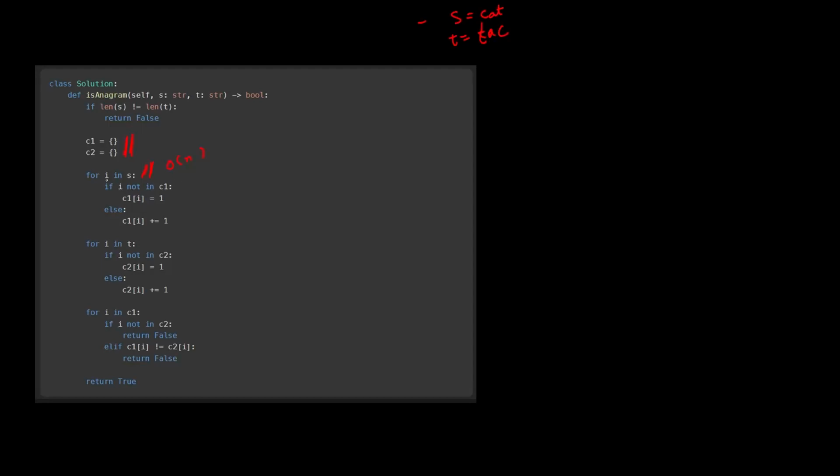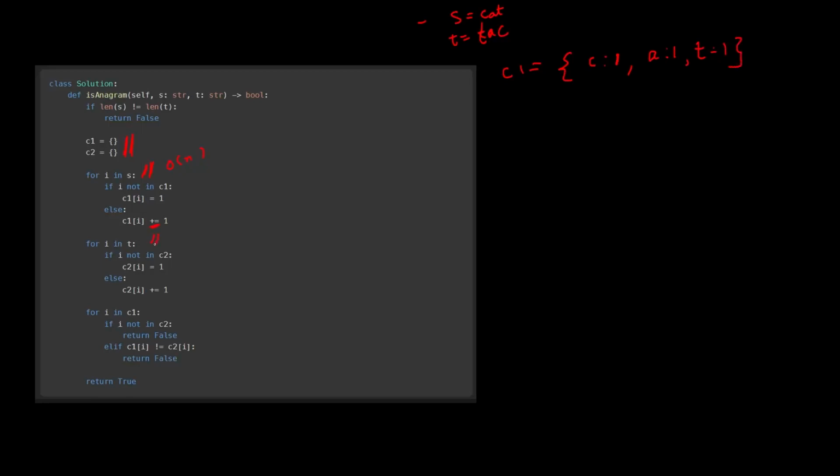So we are traversing S, so this will take order of n. For I in S, basically we'll just get one letter one by one. So if I is not in C1, first of all C1 is empty, so we will just add C and assign it the value 1 because it's not there. So this is the first time we are encountering it. If it was already there, then we would have just increased the count by 1. So C is encountered first time, A is also encountered first time, T is also counted first time.